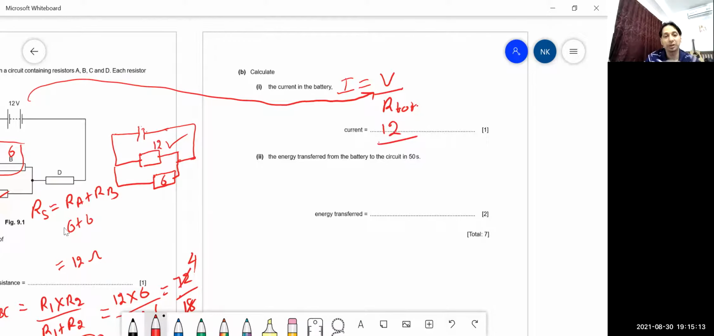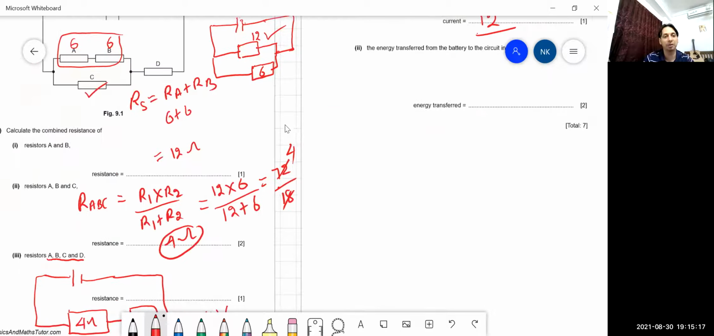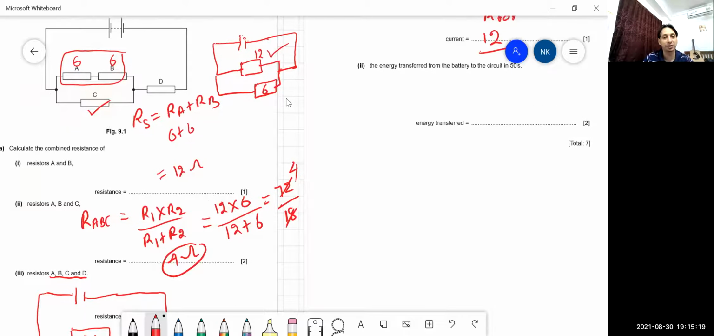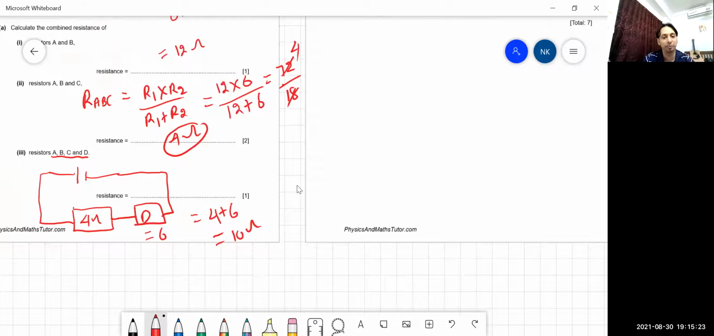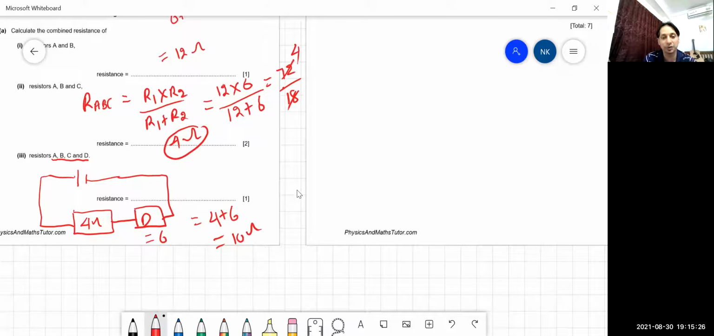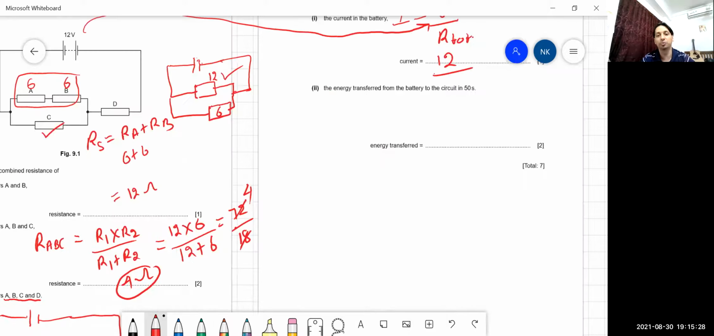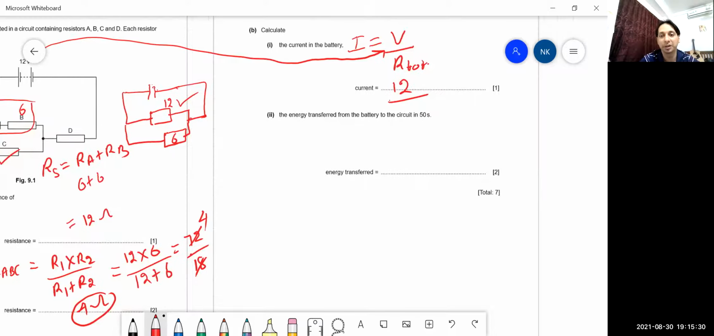R total means the combined resistance in this entire circuit diagram, which has A, B, C, D, and the total resistance of A, B, C and D we calculated in part third, which is 10 ohm. So you need to put R equal to 10, and if you divide 12 by 10, it is equal to 1.2 ampere.